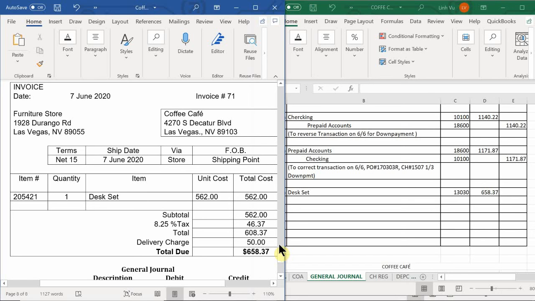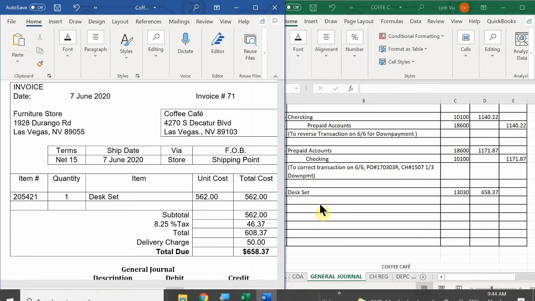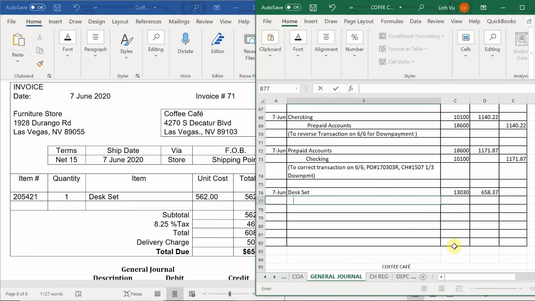So I'm going to place it where? I received another bill and I choose not to pay for it today. Yes, accounts payable. We're going to put it on accounts payable, which is account number 20,000. And it's going to be for the same amount of $658.37.